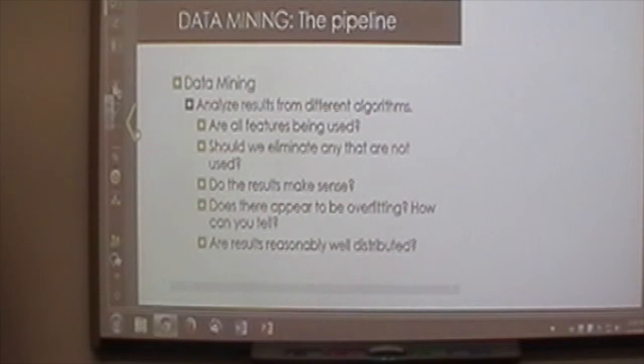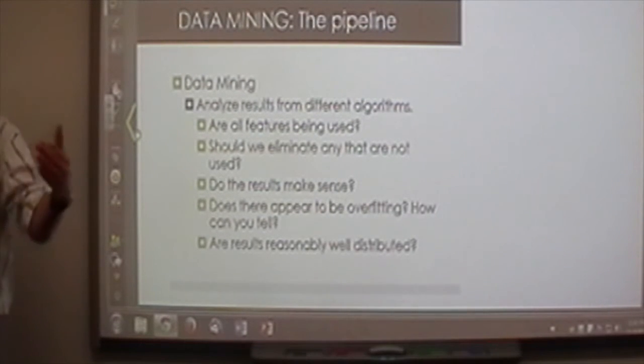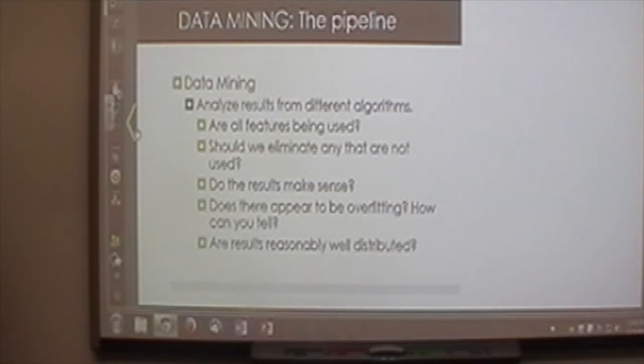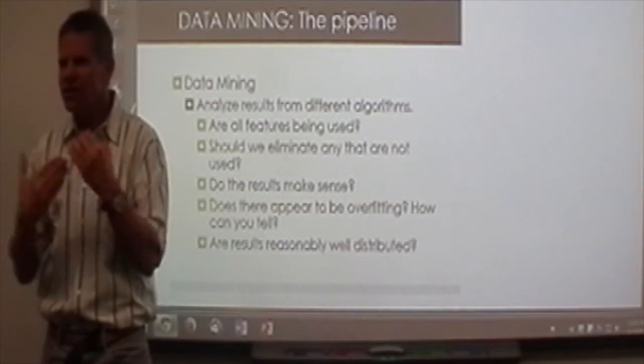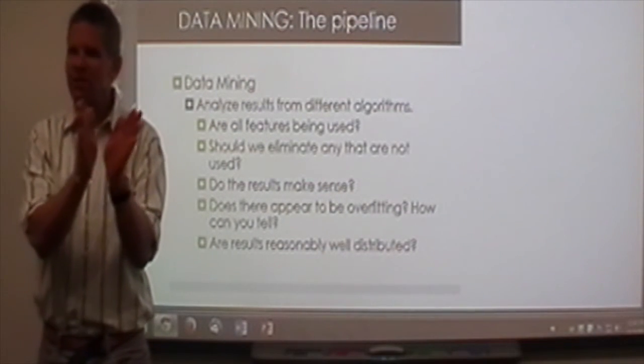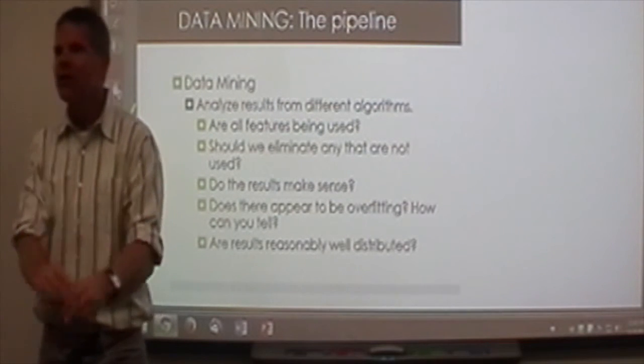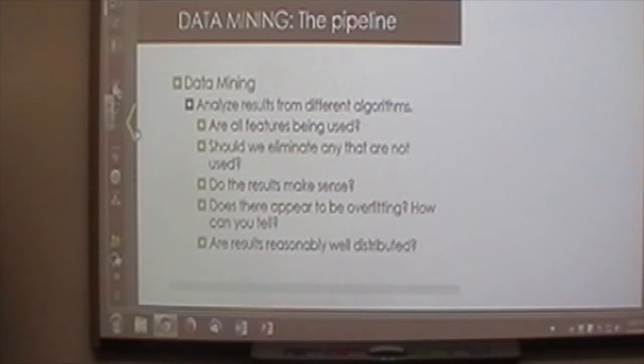Does there appear to be overfitting? How do you determine that? How can you tell? Basically, that's going to be in your evaluation when you do your testing. Because if you overfit the training data, there's a good chance that when you get to the testing data, it won't do as well. Because overfitting means you're fitting the training data, but it's not robust enough. It's so specific to your specific training data that as soon as you get out of that realm, it doesn't do as well. Are the results reasonably well distributed?